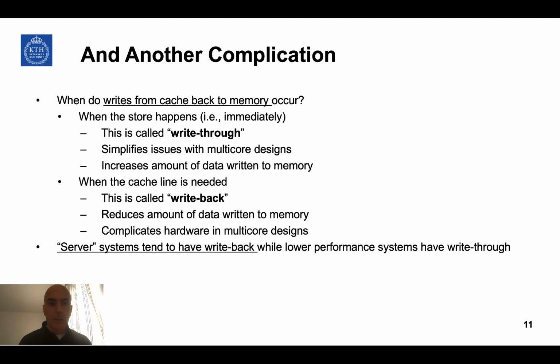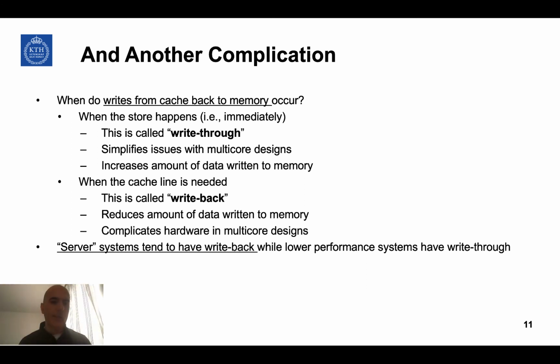An additional complication, again coming from our execution model, the way that we actually model our hardware, is: when do the writes from the cache back to the memory occur? There are two ways of implementing this in hardware. One answer is, well, as soon as the store happens, so we write back to the memory immediately. This is called write through. It simplifies the hardware design, especially when it comes to multi-core hardware design, but increases the amount of data written to the memory, so it increases the data movement.